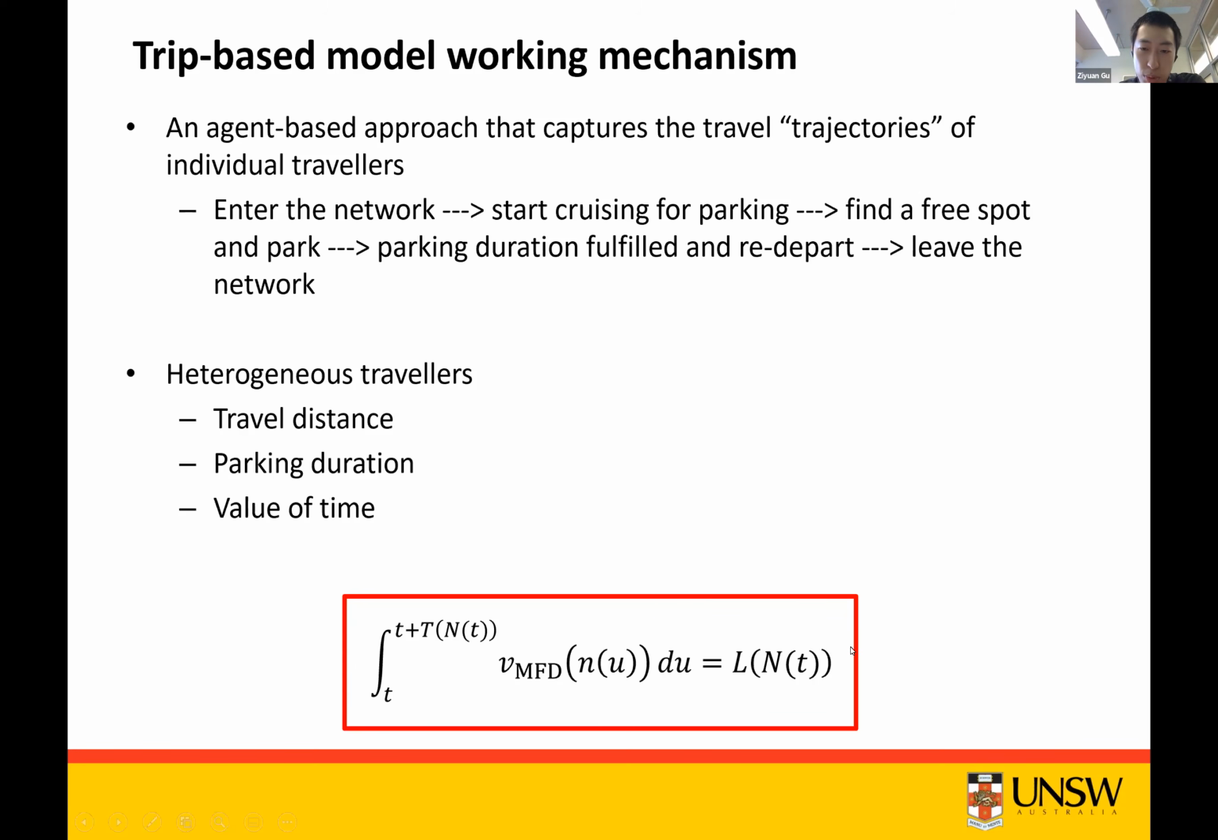Perhaps the most important equation is this one, which is an integration, but don't be scared. This is actually pretty simple. Within the integration, you have the speed MFD, and you're integrating this speed within a certain time interval. This time interval is the time for a particular driver to travel in the network. So you can imagine that if you integrate the speed across this time interval, that gives you the travel distance of this traveler. And this is the beauty of the trip-based model. It tracks the individual travelers by updating their travel distance in the network.